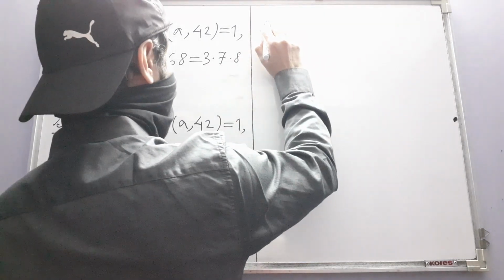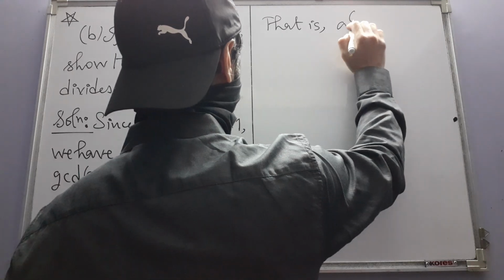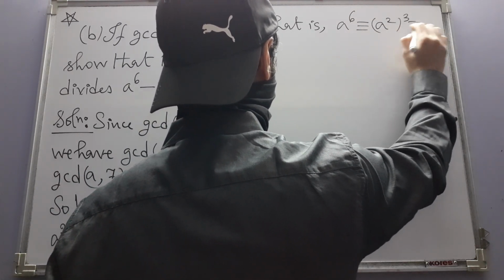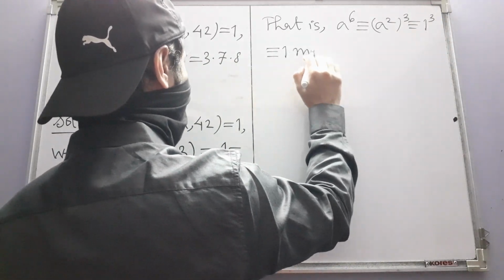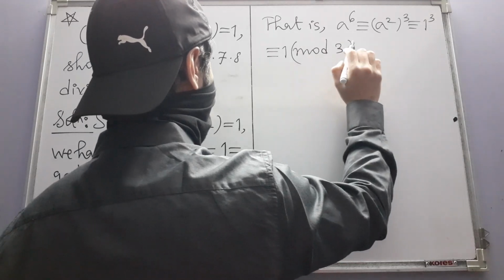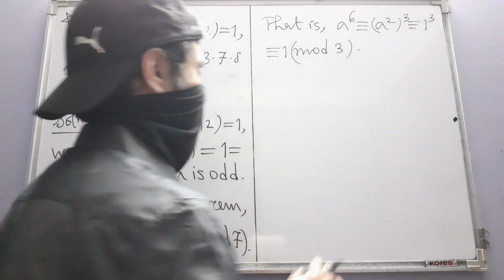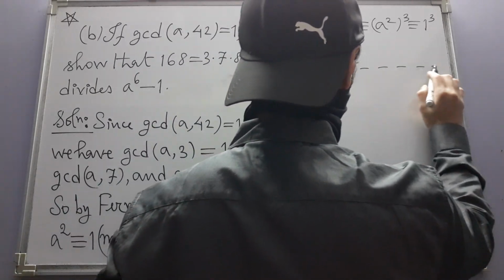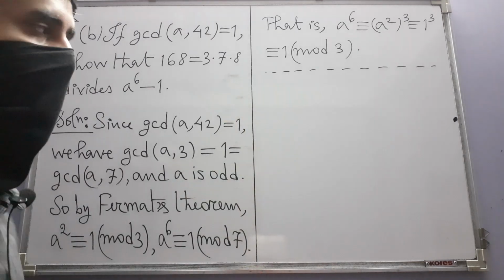That is, A to the power 6 is just this, which is congruent to 1 cube, which is congruent to 1 modulo 3. Alright, now what do we do about 8? About 8, let us have a little discussion first. And from that discussion something will come out and then we will continue the solution with that thing.